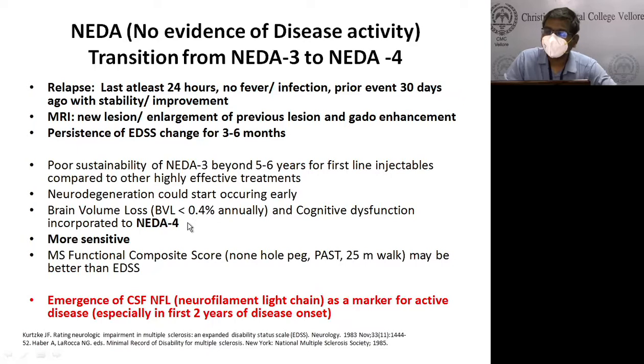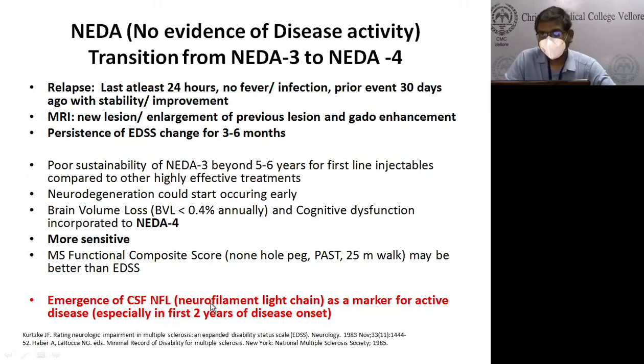In clinical practice, getting these imaging studies, the morphometry, etc., done will be very difficult. So this can also be replaced by more comprehensive functional composite scores, like doing a 9-hole peg test, PASAT, a 25-meter walk, etc., which could be better than the EDSS.